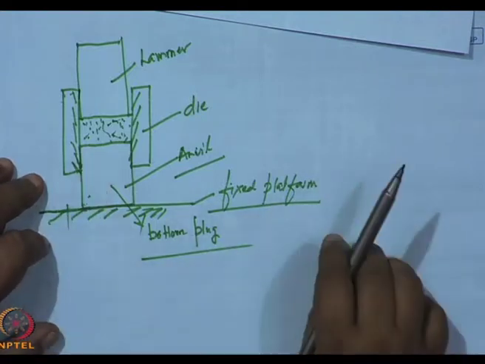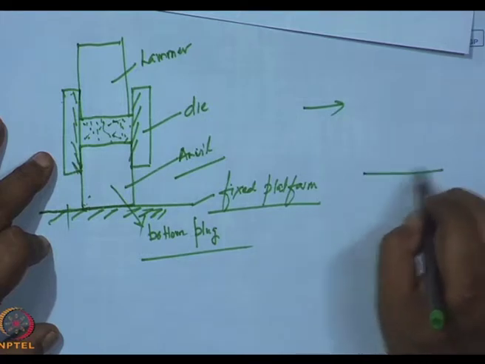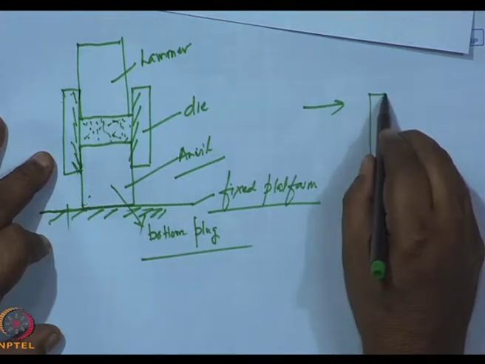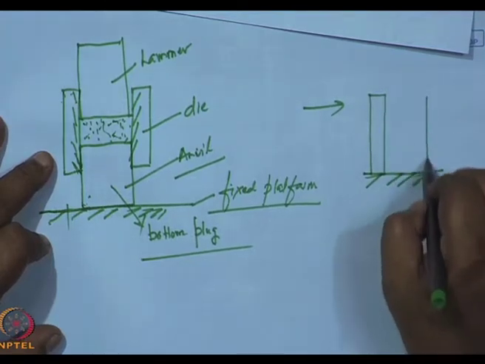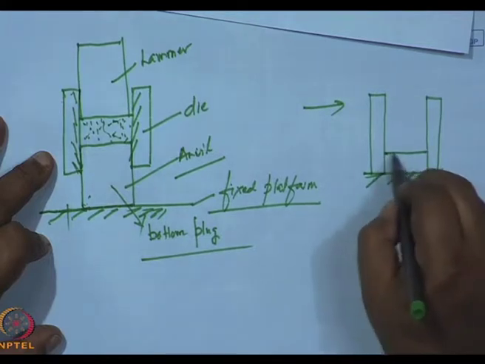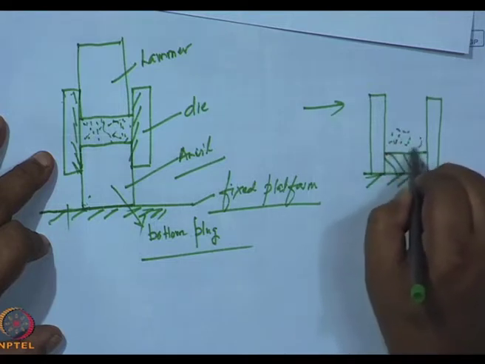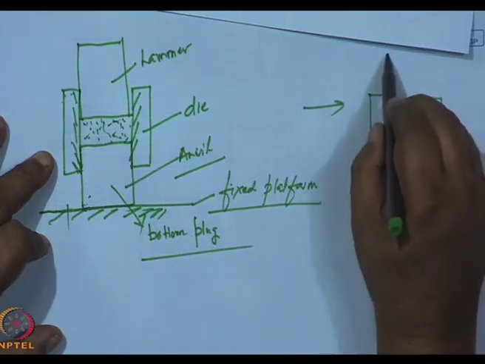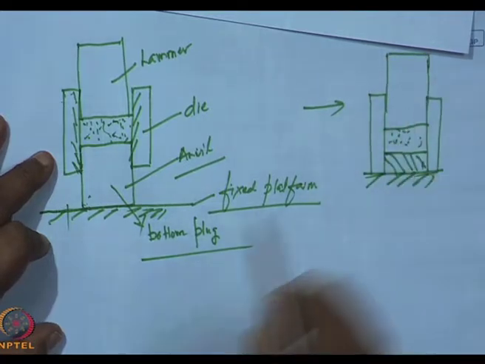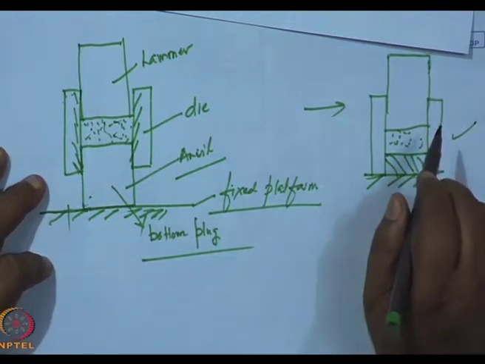The way I have placed this material is not how people normally place it. Normally people take this support, this is the die wall, they place the anvil over here, the powder, and then the hammer from the top. This is what people use normally.